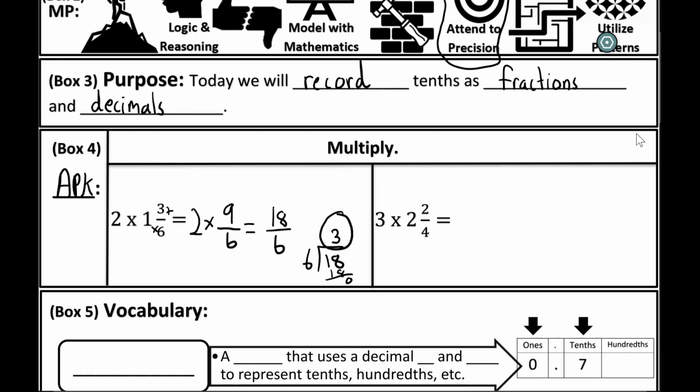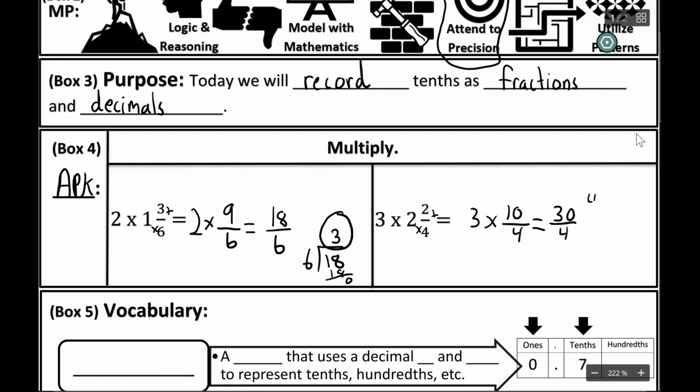Going into our next APK problem, we have 3 times 2 and 2/4. So going on, again, I need to rename this mixed number into a fraction. So I multiply, 2 times 4 is 8. Then I add, 8 plus 2 is 10. So I'm going to multiply 3 times 10/4. 3 times 10 is 30. Denominator stays the same of 4. Now I can divide this, right?